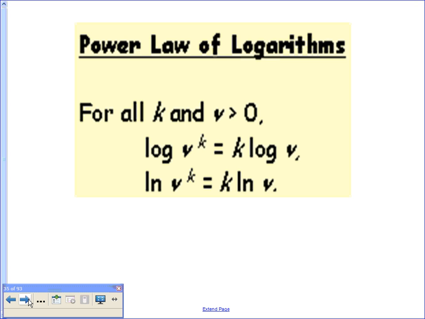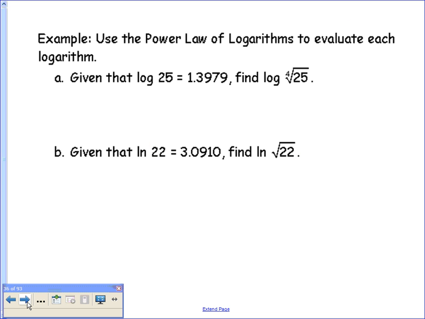And then we have the power rule. The power rule says that if you have a single logarithm with k as your exponent, that k can be taken out front, and so it can be rewritten as k times the log of v. The same works again for natural logarithms. Same properties. So let's use that here.